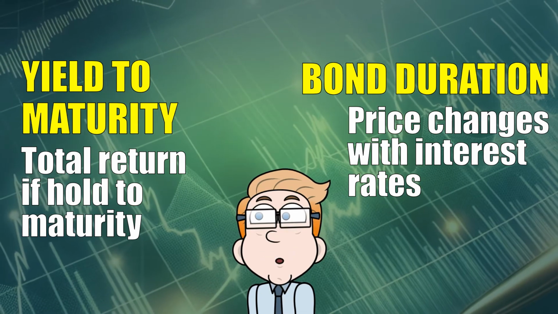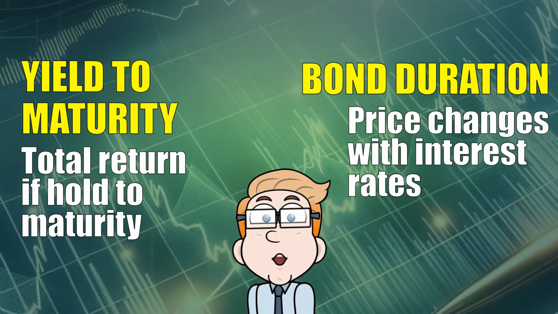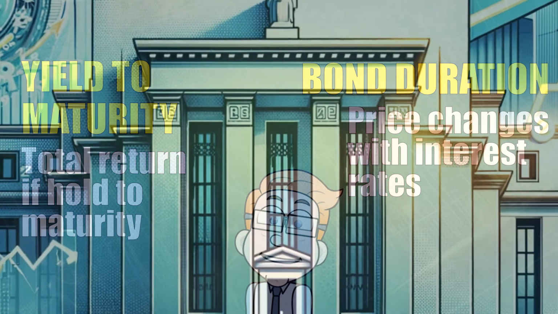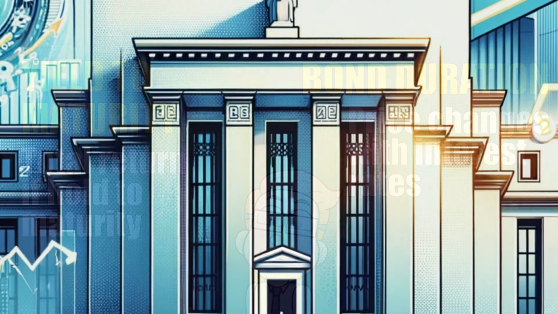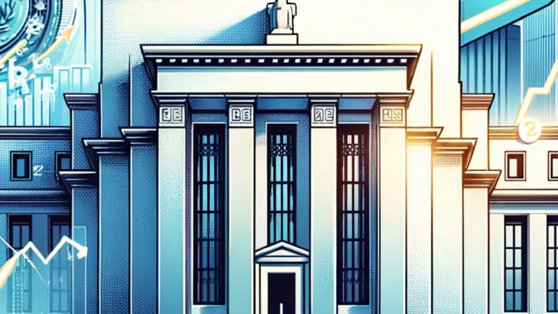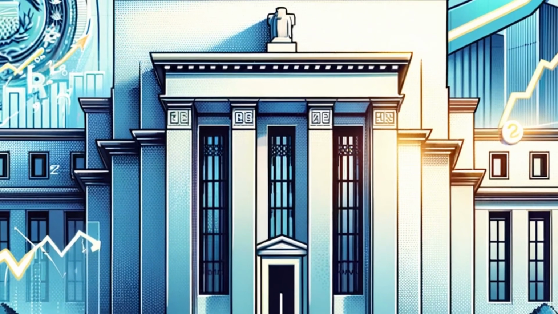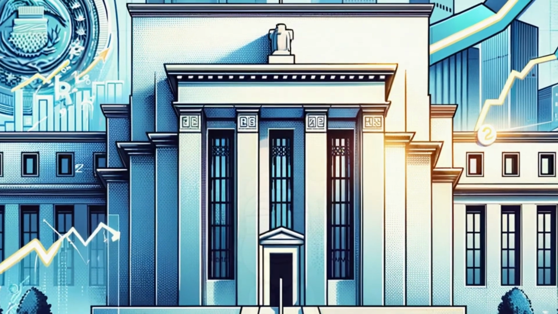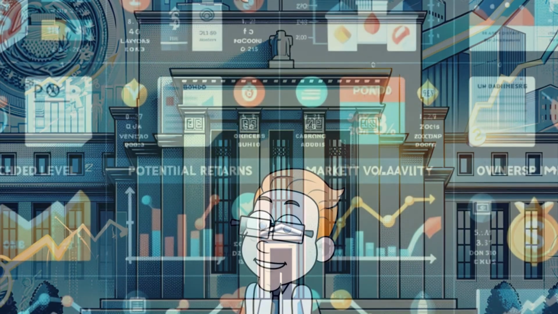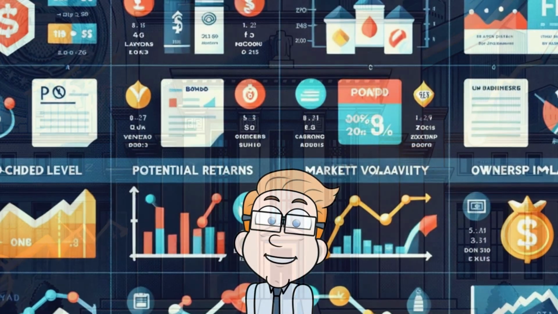So now, how do interest rates change? There are a lot of factors, though they're often influenced by the central bank, like the Federal Reserve in the US, which adjusts rates to manage the economy. When the economy is strong, the Fed might increase rates, which can lower bond prices. But in a weaker economy, they might reduce rates to encourage growth, which can increase bond prices.